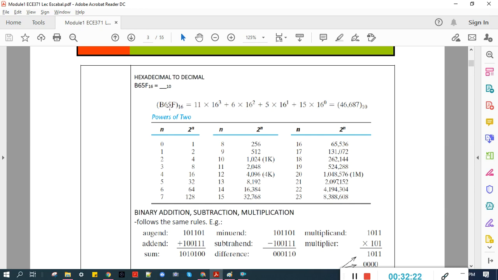And then 5 times 16 to the power 1. So 0, 1, 2. So 16 to the power 2 times 6. And then 0, 1, 2, 3. 16 to the power 3 times B. But B is 11 in decimal, because we have 0 to 9 and then A, B. A is 10 and 11 is B.